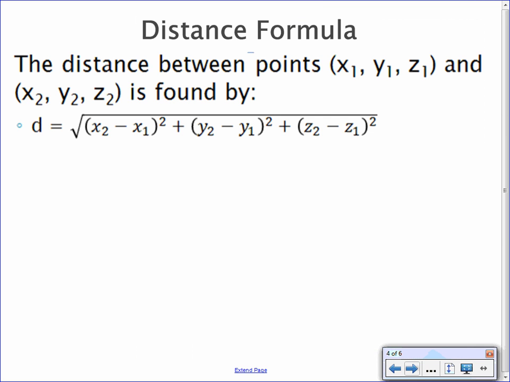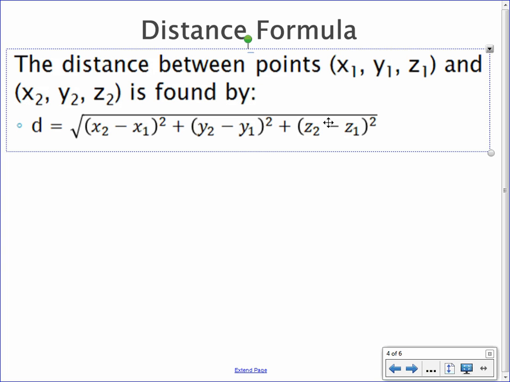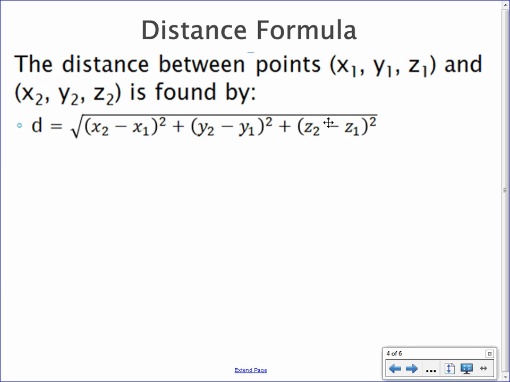Okay, next thing is distance. It's like the same thing. Okay, I'm going to cover this up. Without the z's, what is that formula? That's the distance formula in a plane. All we did is add in some z's, and now it's the distance formula in 3 space.